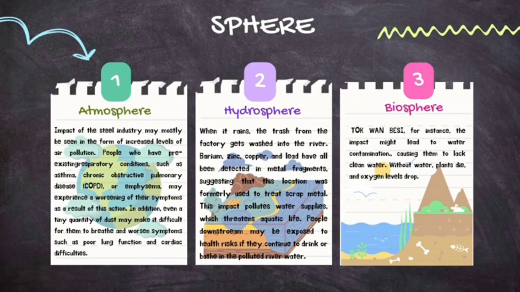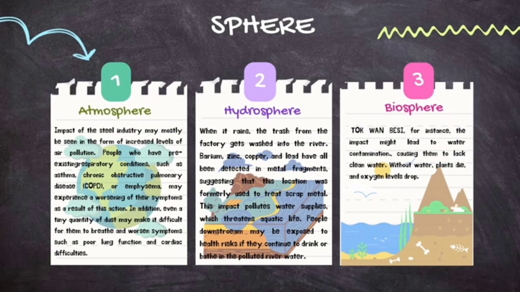Next, let's talk about the spheres. Atmosphere. Steel production largely causes air pollution. This may worsen pre-existing respiratory disorders such as asthma, COPD, and emphysema. Even a small amount of dust can make it hard for them to breathe and worsen lung and heart issues.